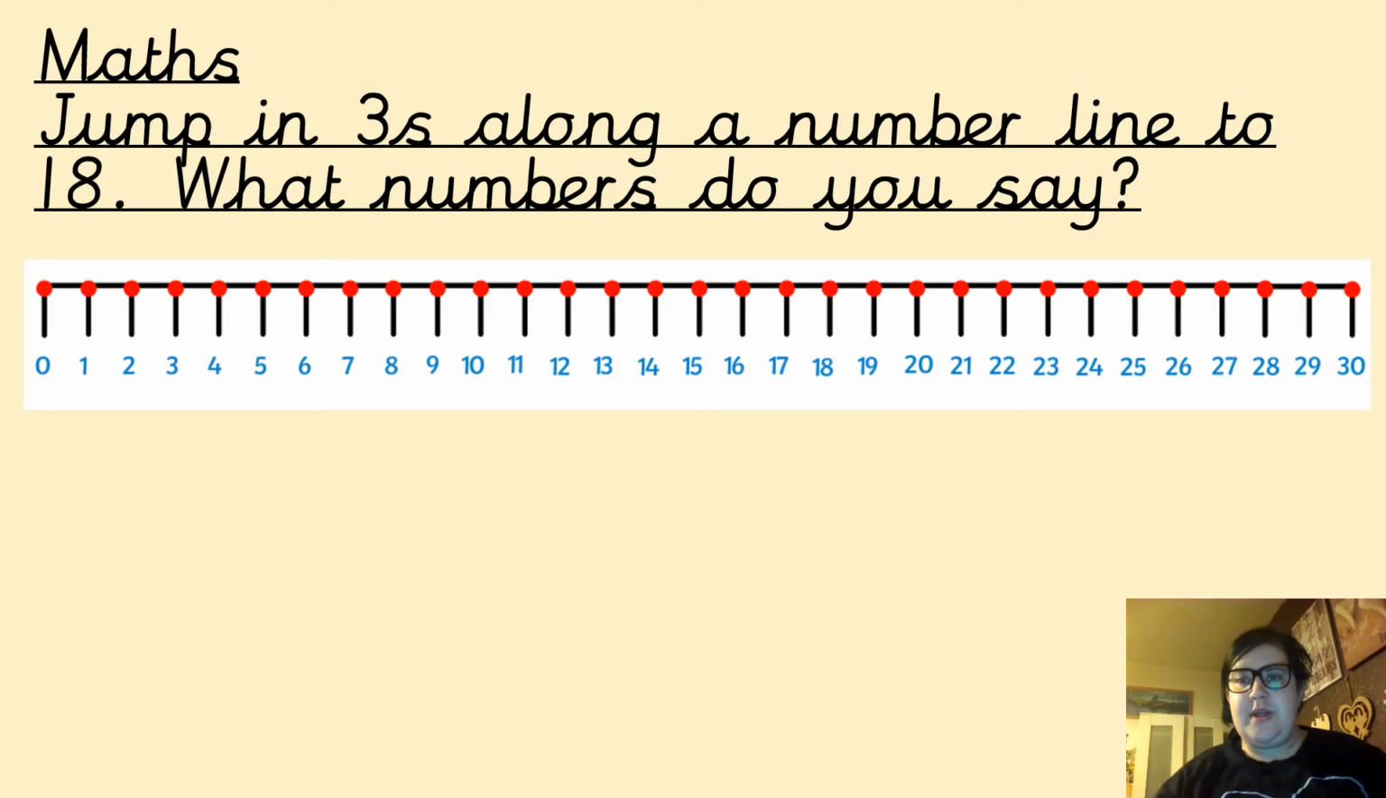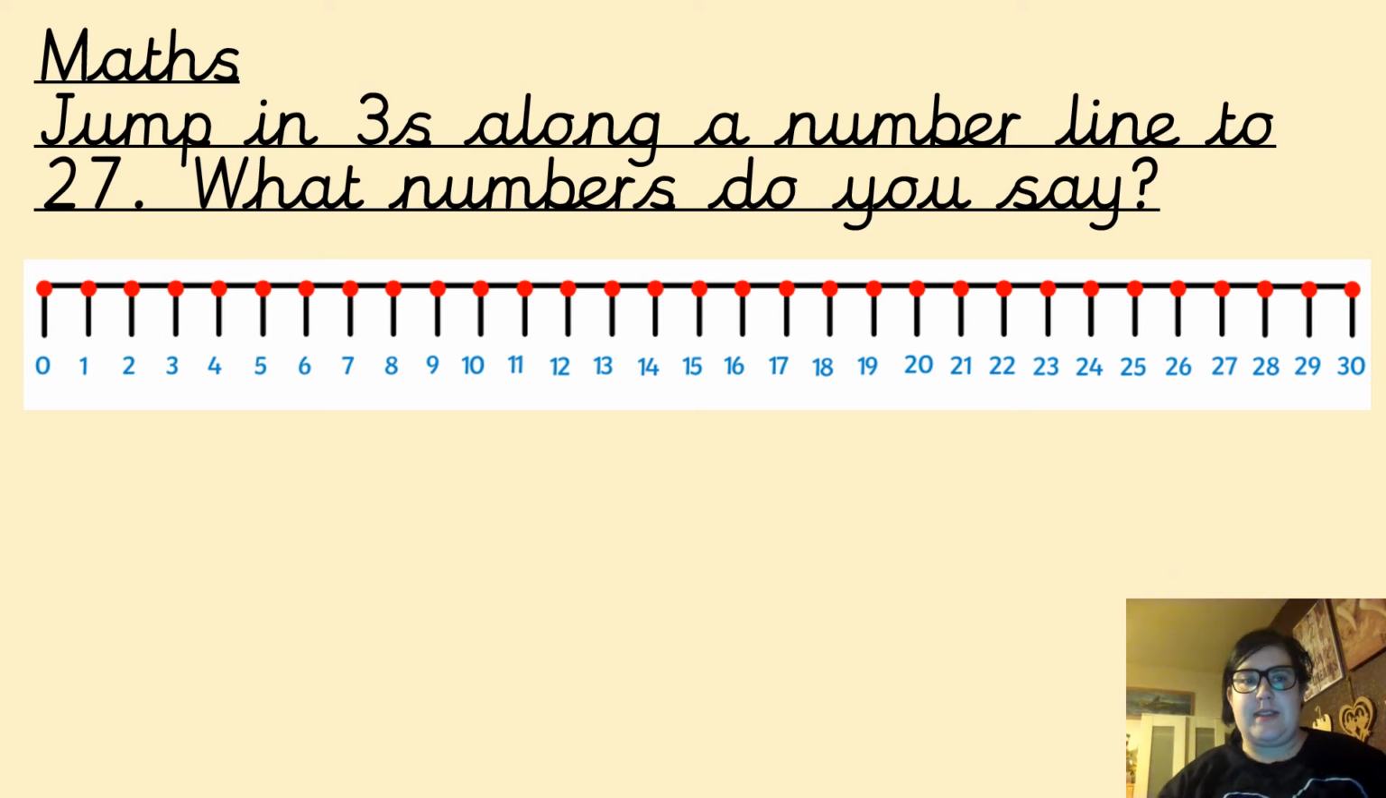So again, jumping in threes along the number line, this time we're stopping at 18. So 3, 6, 9, 12, 15, and 18. Okay?